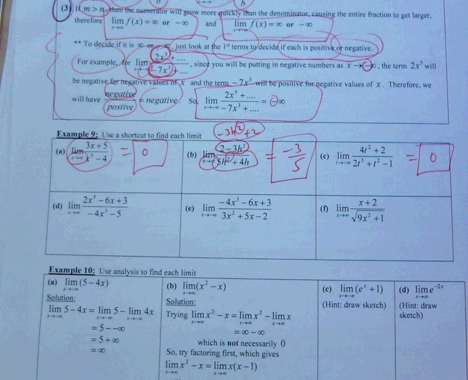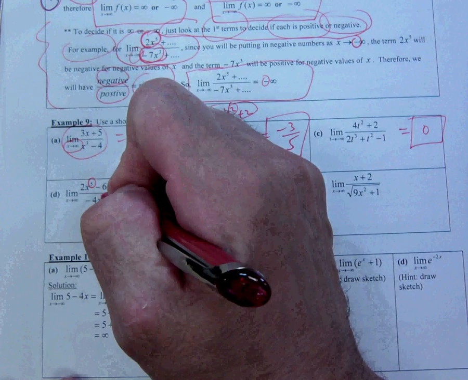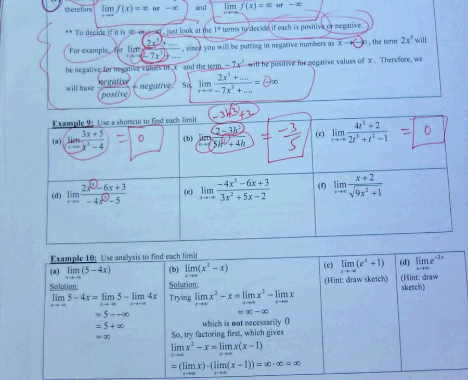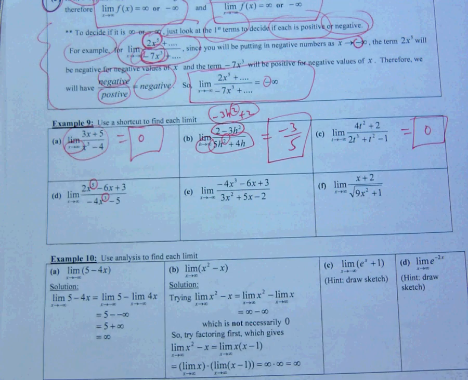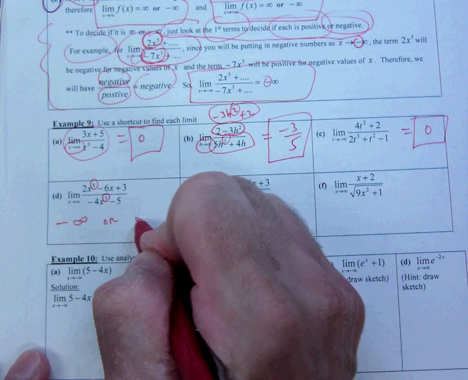Got it? Next one. All right, this is one of those tricky ones, because what do we have? The top is a higher degree than the bottom. So I know this is either negative infinity or positive infinity. I got to figure out which one it is.